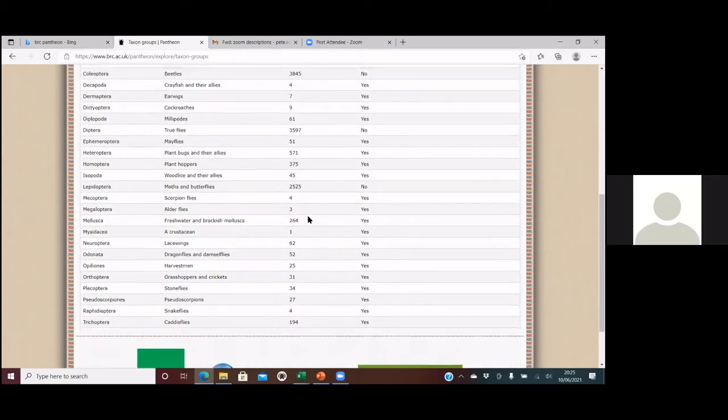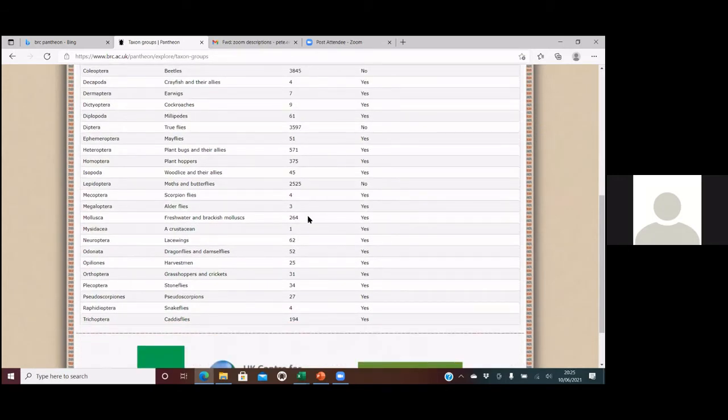But in your own time, have a look through these lists. I think one of the major advances fairly recently, if you look at the Lepidoptera, the moths and butterflies, is that 2,525 of which have been coded. So whilst that's not everything, it's a reasonably big chunk of what there is. And the micro moths were fairly recently added.